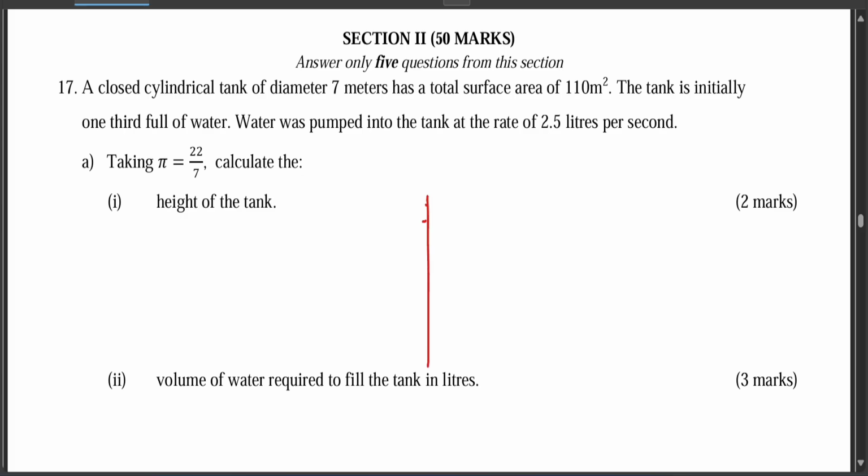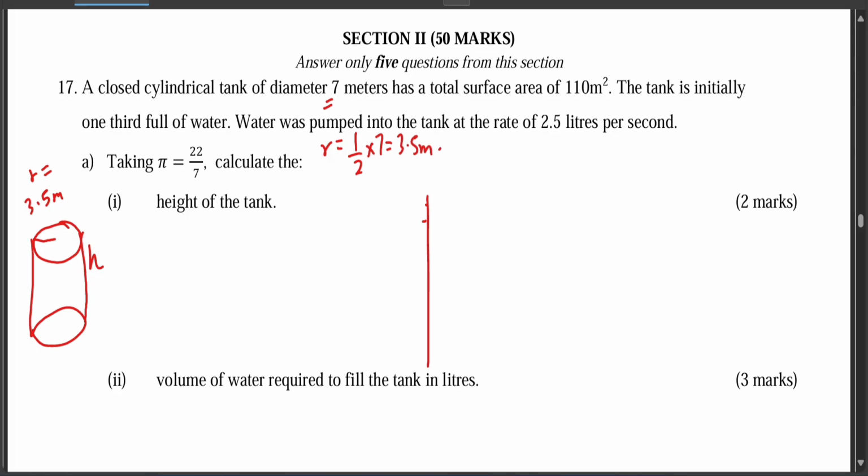So a cylindrical tank with a diameter of 7 meters, and you know that a tank looks like this if it's a cylinder, right? Now you don't know the height. What you just know is the diameter, in which if your diameter is 7, then your radius would be half of the diameter, which is therefore 3.5 meters. So this is your radius. So just know that radius is half of diameter, or a half of 7, which is 3.5.